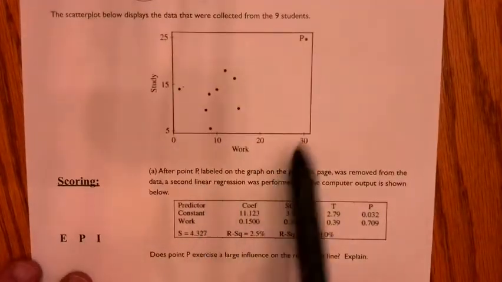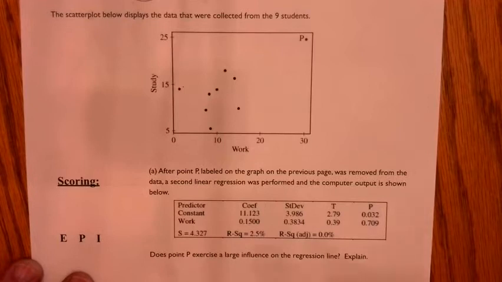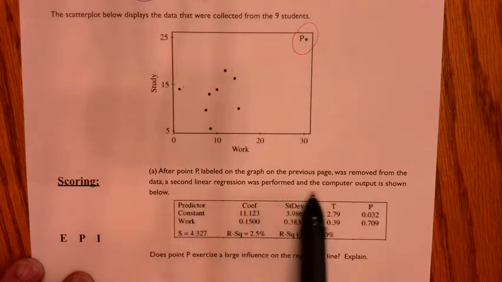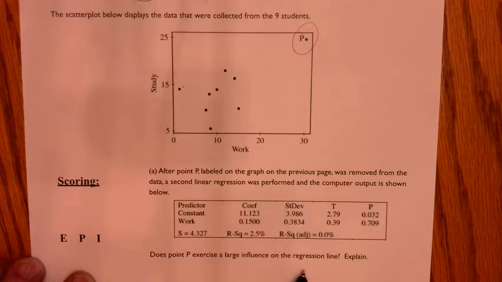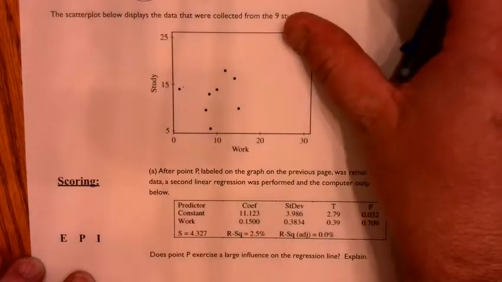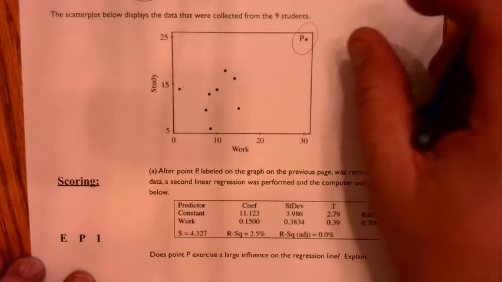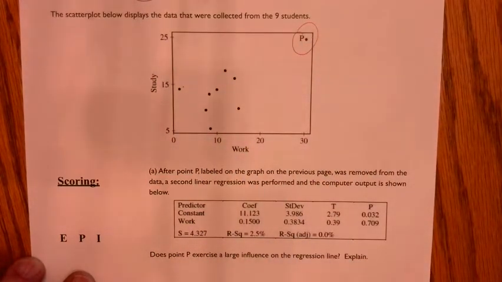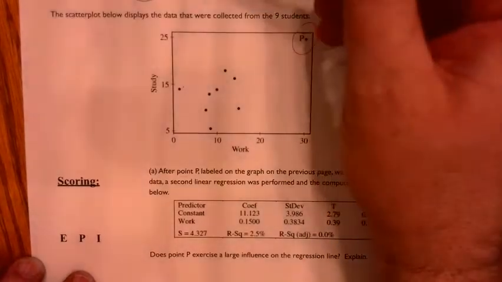After point P, labeled on the graph, so that one up there, was removed from the data, a second linear regression was performed and the computer output is shown below. Does point P exercise a large influence on the regression line? Explain. I think yes, because it's going to strengthen that pattern going up. But let's look and see what happened.